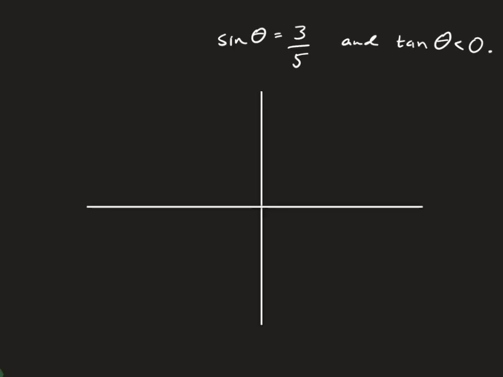So we are still focusing on identifying the quadrant based on signs of trig ratios. So now I have something that says, okay, what if sine theta is positive 3/5, and tangent is less than 0? I always say, let's start first with identifying the times your functions are positive. So this will be the function that I focus on first.